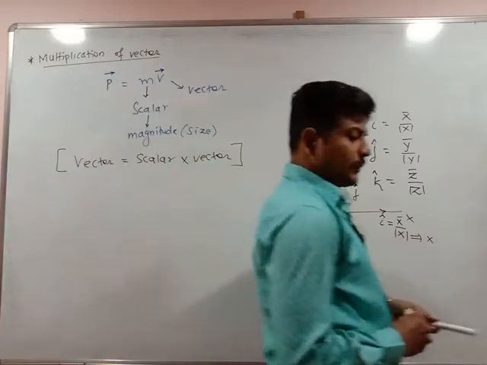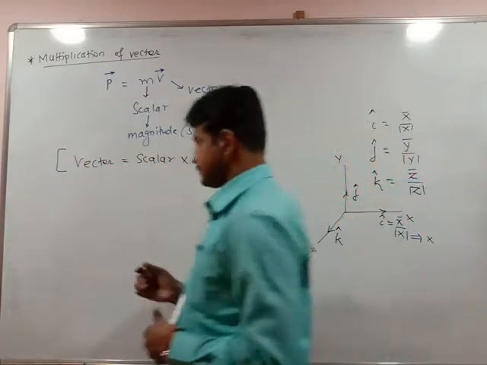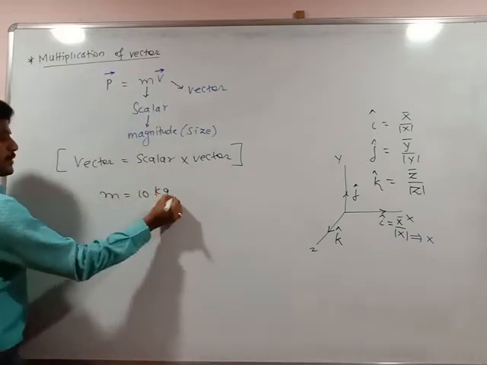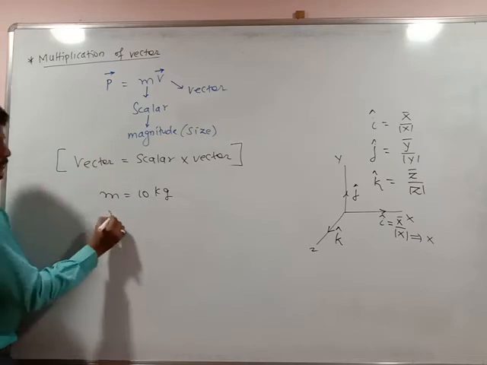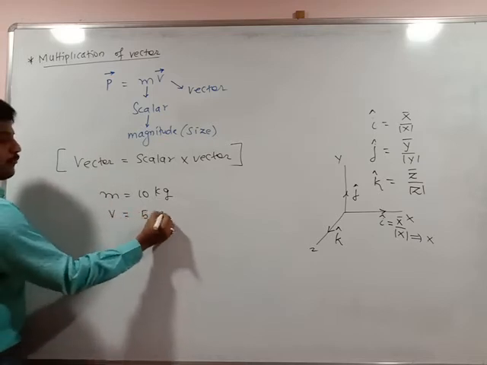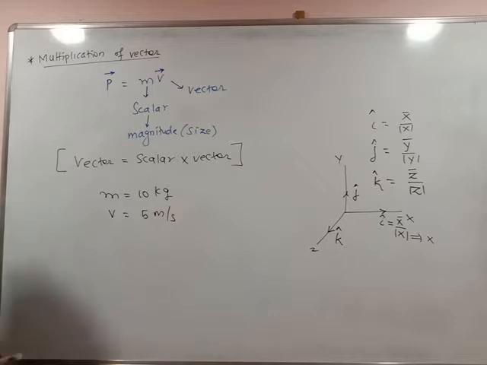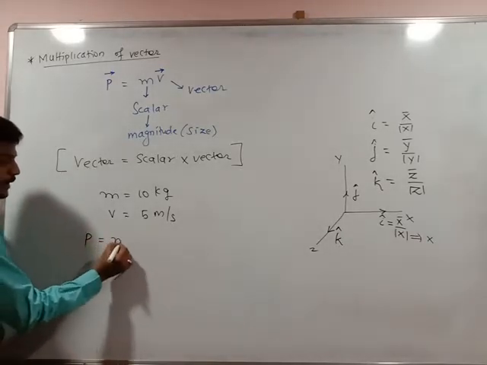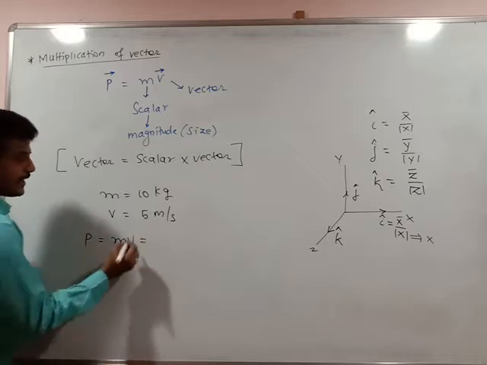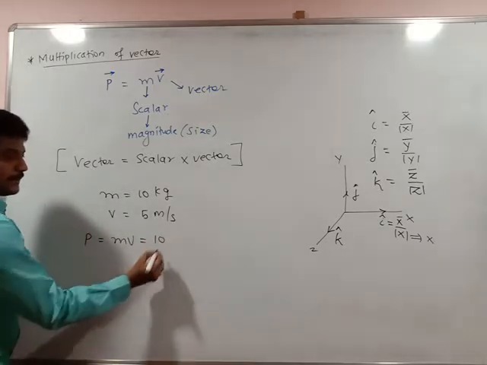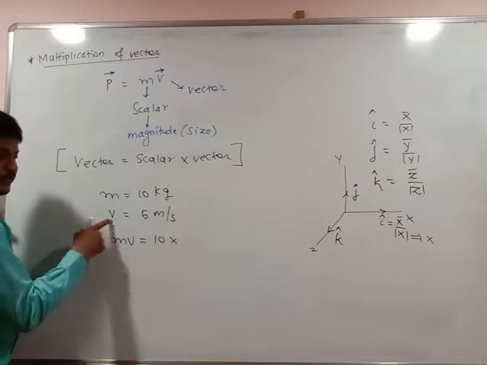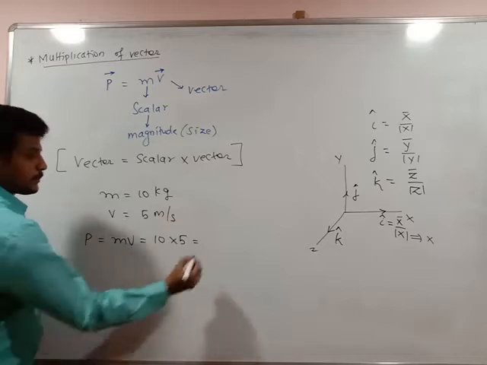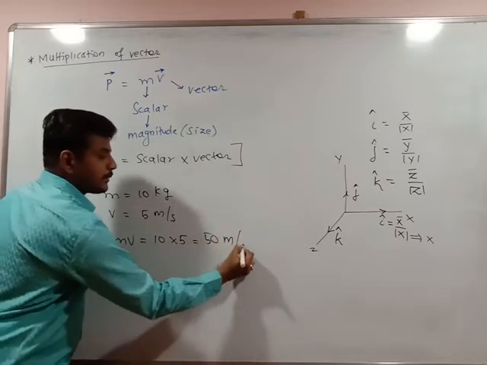Now, suppose a body is moving with some mass. The mass of the body is 10 kg and the velocity of the body is 5 meters per second. Then what is its momentum? Momentum is mass into velocity, so 10 into 5 gives 50 kg meter per second.